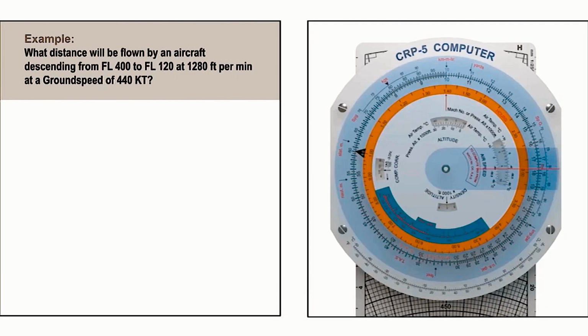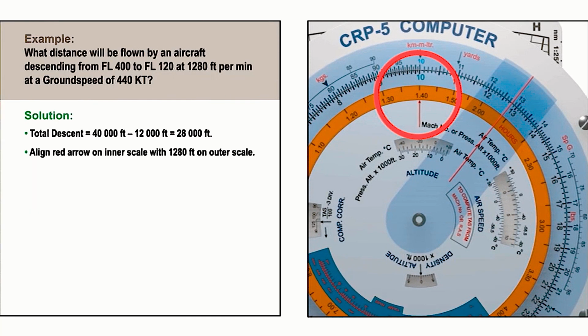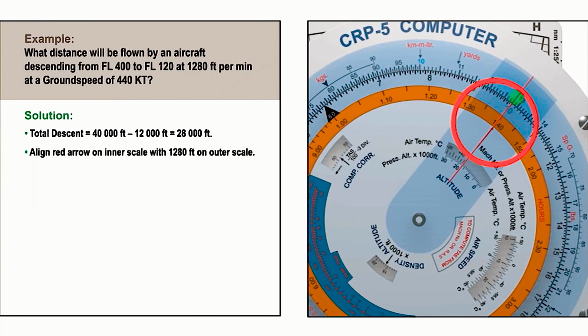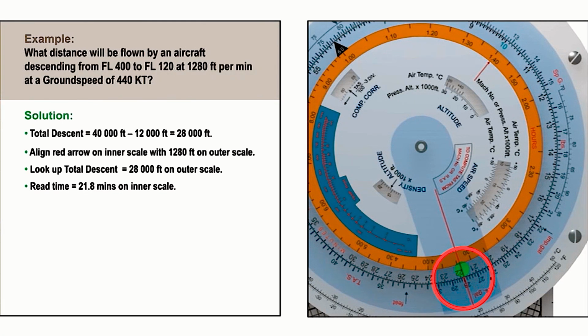In this example, we know the rate of descent and the ground speed, and need to find the distance covered during the descent. First, we need to work out the time for the descent. Align the red arrow on the inner scale with the rate of descent, 1,280 feet per minute, on the outer scale. Now look up the total descent, 28,000 feet, on the outer scale, and read off the time, 21.8 minutes, on the inner scale.